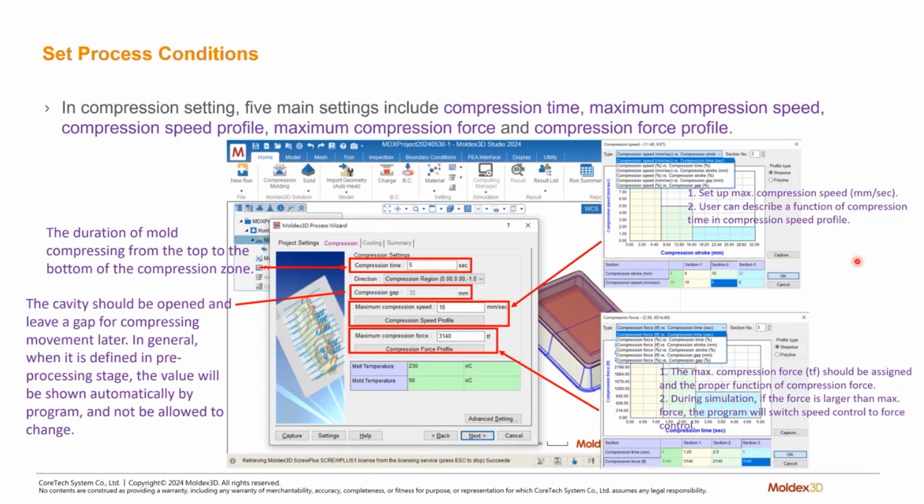In the Moldex3D compression molding process condition interface, we provide 5 main settings. The first one is the compression time. The second is the maximum compression speed and the compression speed profile, then the maximum compression force and the compression force profile. You can see this is the profile setting for speed, and this is the profile setting for compression force.